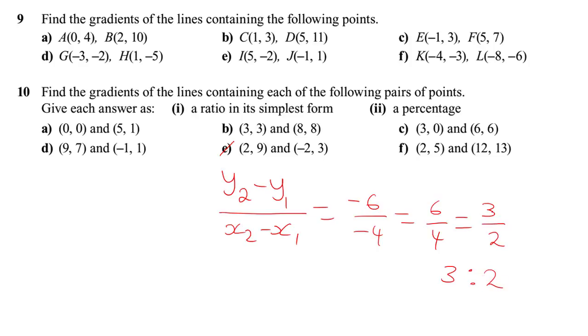Another thing I can do is change this 3 over 2 into a percentage. There are many ways I could do this. I could make the bottom one 100. Remember, percentage means out of 100. So the 2 becomes 100, which means I'm multiplying by 50. So I need to multiply by 50 here too, so I've got 150. So the gradient is 150%. If the gradient is 100%, it means it's basically a gradient of 1. So that's how to do this kind of question.